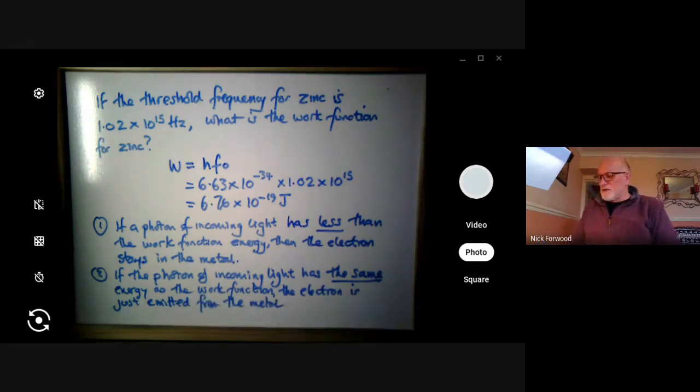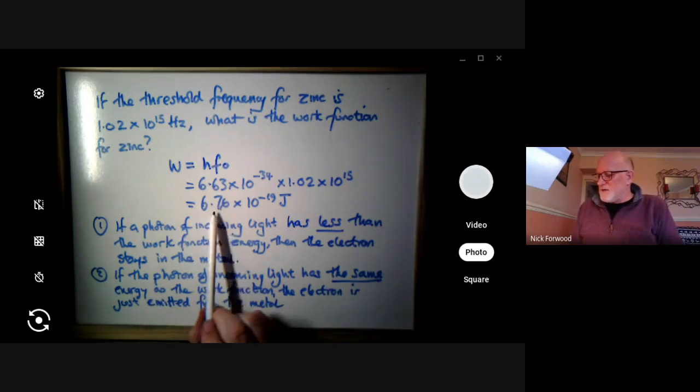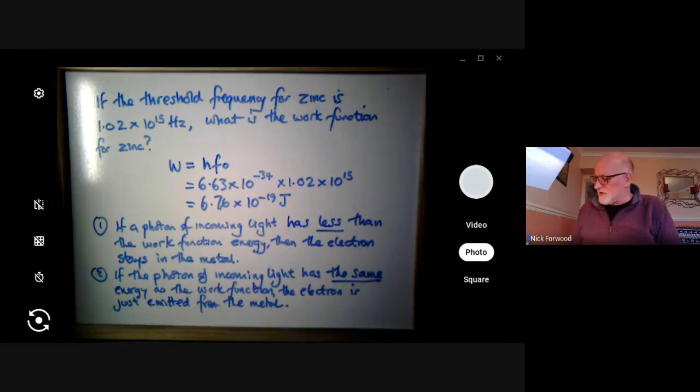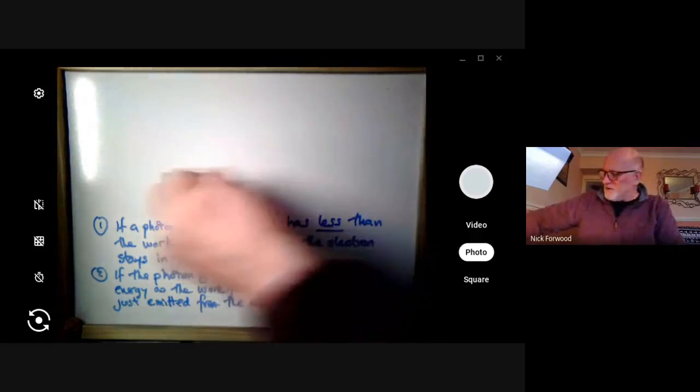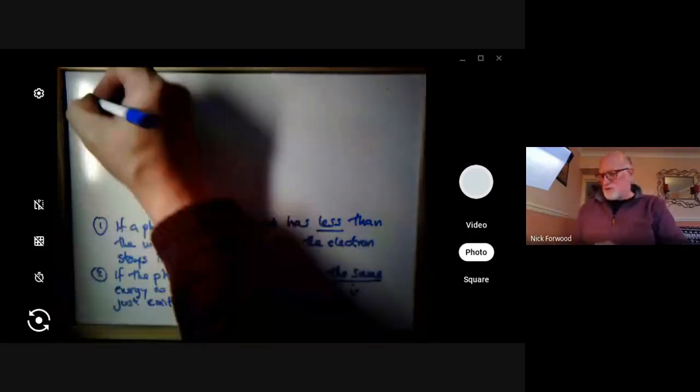So that's scenario 2. First one is if the energy is less than that, then the electron doesn't budge. If the photon coming in has exactly the same amount of energy as the work function, the electron is just emitted and just sits there. It just hangs around just outside the metal, just on the edge, doesn't do anything. And I'm now going to have to rub that out to fit in my third scenario, number 3.